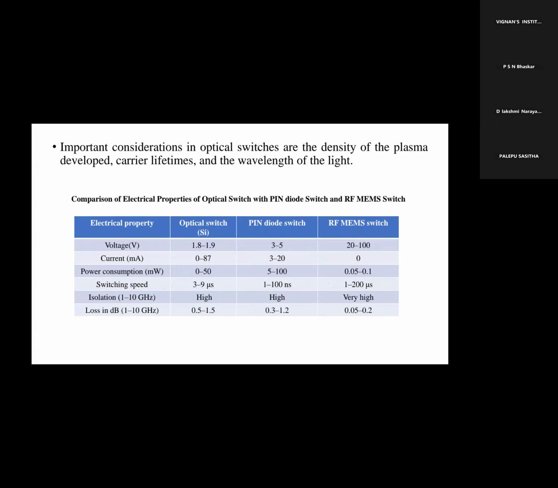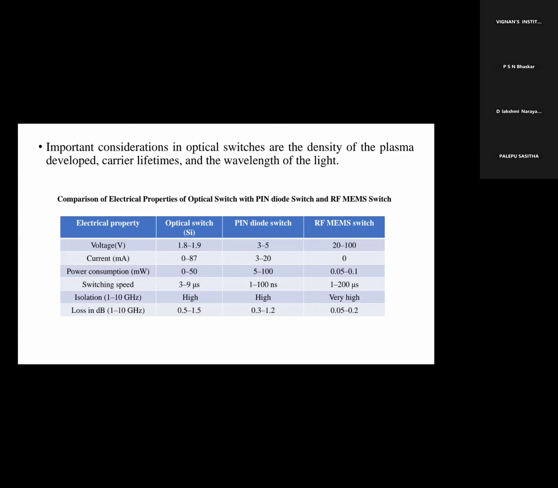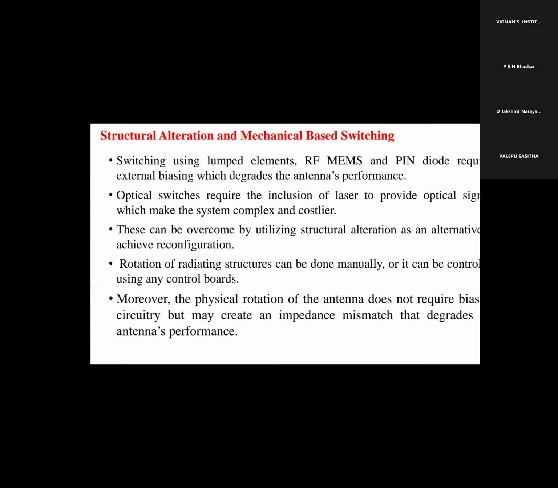So the voltage range should be lower in the case of optical switches. Current required is minimum, which should be maximum. And power consumption is also lower in the case of RF MEMS switches. Switching speed is very fast in the case of optical switches, and isolation is also good. And losses in dB are also very excellent in the case of MEMS switches compared to the remaining switches. Structural alteration, also mechanical based switches.